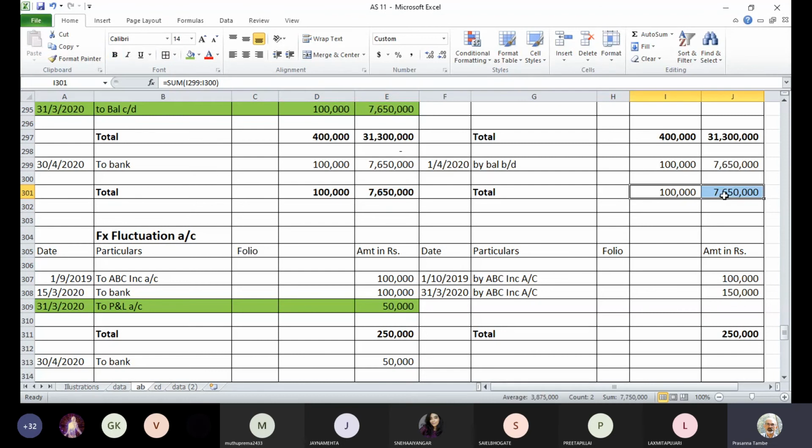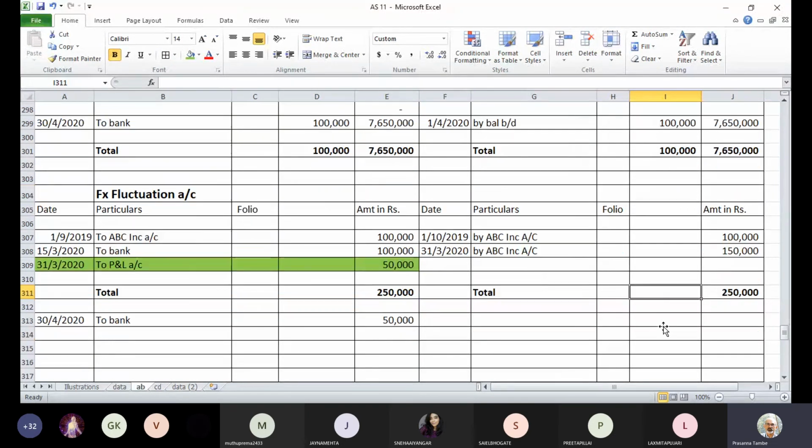And assuming that we don't have any other FX transactions, we will transfer this balance on 31/3/2021 to P&L account. And it will be 50,000. That loss is transferred to profit and loss. So your FX fluctuation account also stands closed by transferring the balance to P&L account.